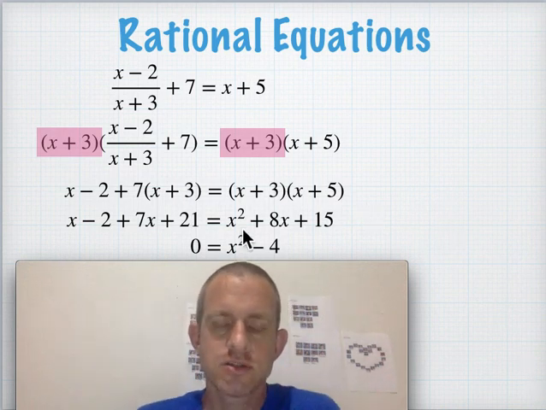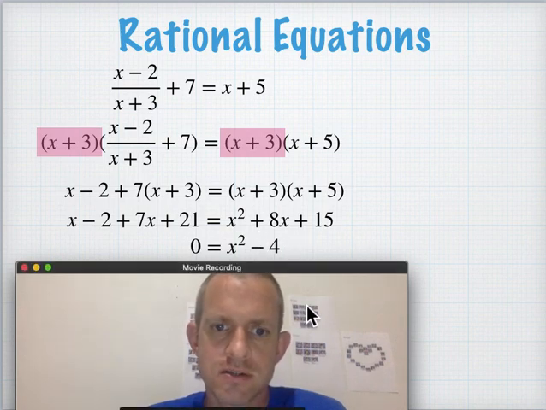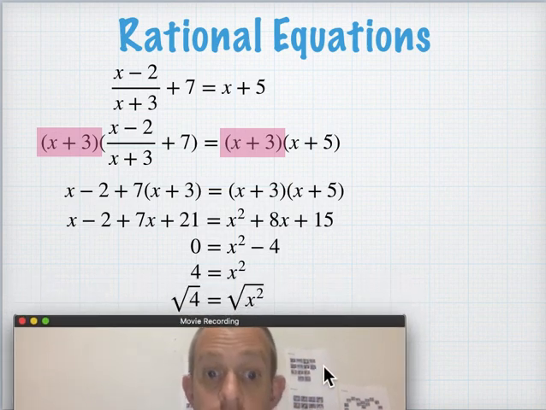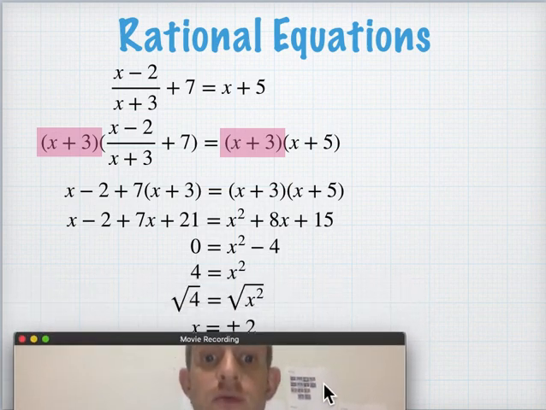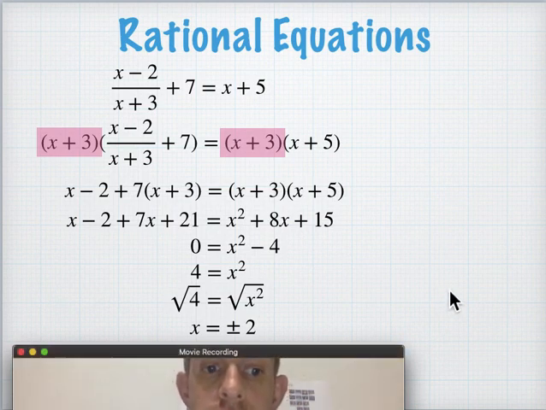which can be factored, x plus 2 times x minus 2 if you want, or because it doesn't have an x term, this is also one that's easier to just solve by adding a 4 to both sides, taking the square root, and realizing that when you take the square root, there are 2 possible answers, plus or minus 2.